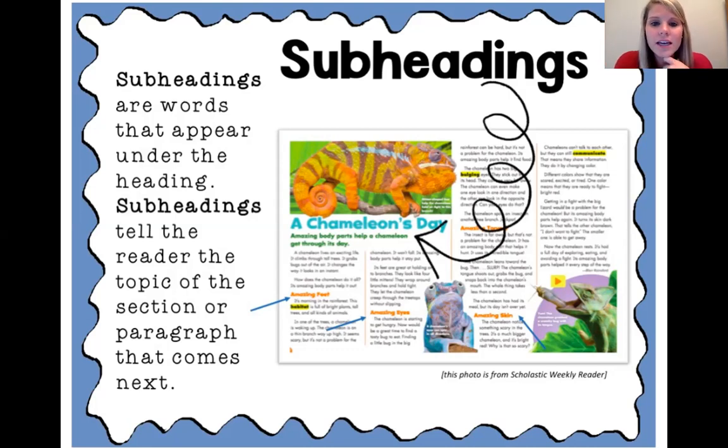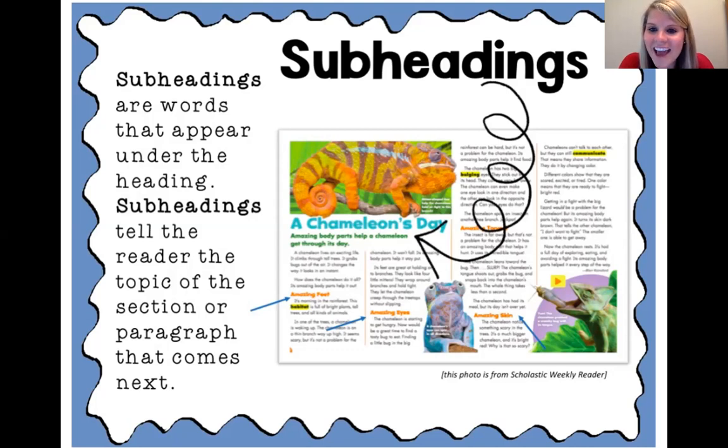So down here, if you look at that first orange subheading, it says amazing feet. So what do I think that section or that paragraph is going to be about? They tell me what's coming next. So using that subheading, amazing feet, I can infer that that section is going to be about the chameleon's feet, right? So my second subheading says amazing eyes. So I can infer that that section of my magazine is going to be about their eyes.